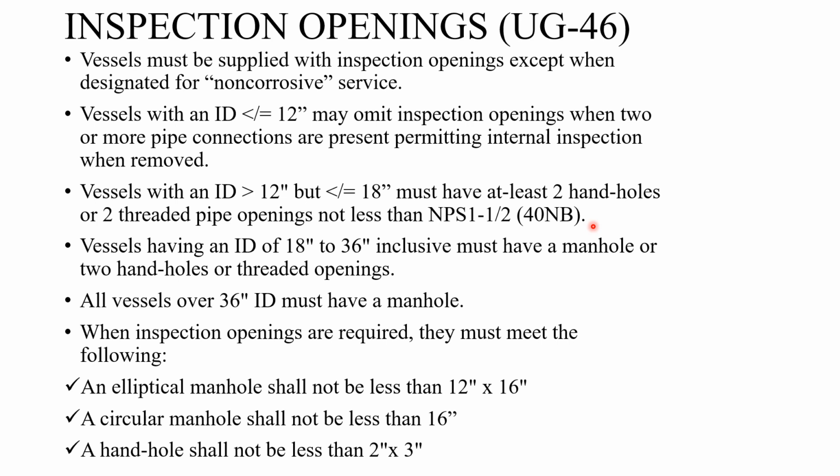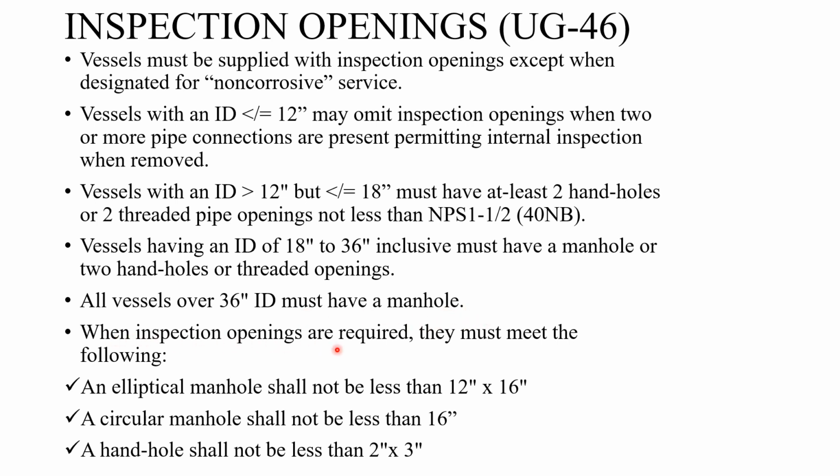If the vessel ID is more than 18 inch to 36 inch inclusive, then it is mandatory to have a manhole or two handholes or threaded openings. Okay, but here if it is 18 to 36 inch, you need to have one manhole. And above 36 inch ID, it is mandatory to have a manhole. Here you cannot have two handhole openings and say I provided two handholes, I will not provide a manhole. No, above 36 inch ID, it is mandatory to have a manhole.